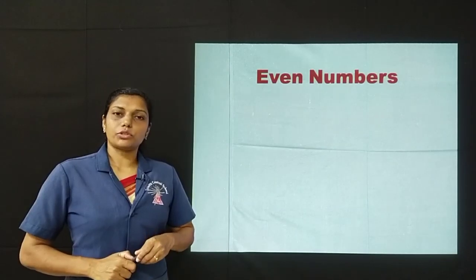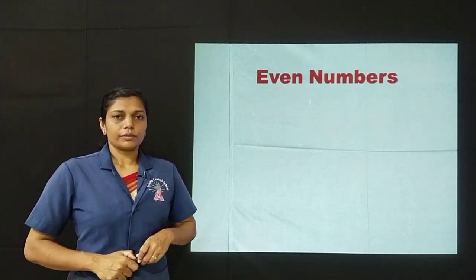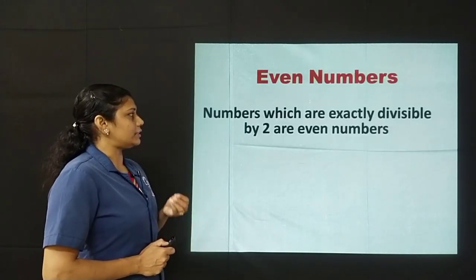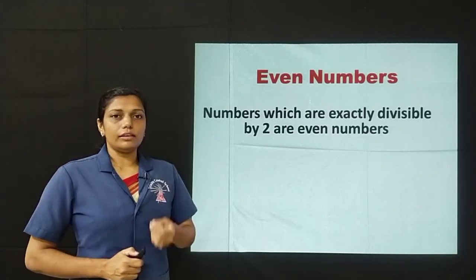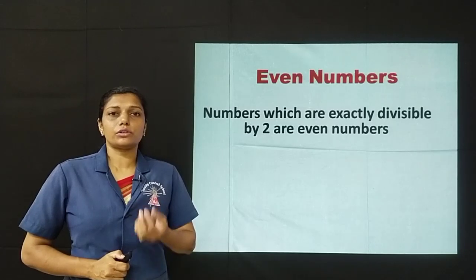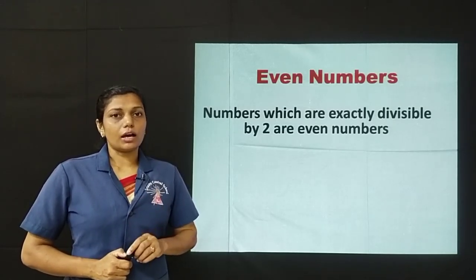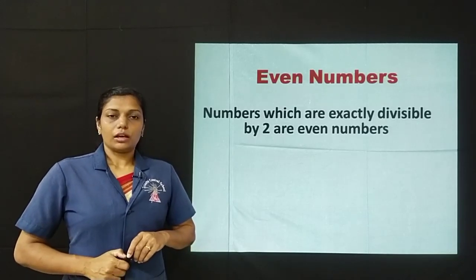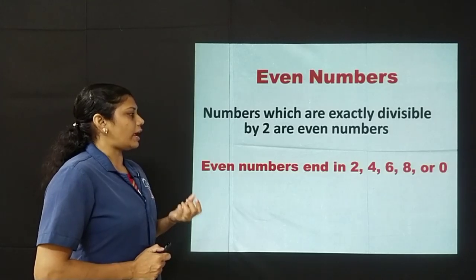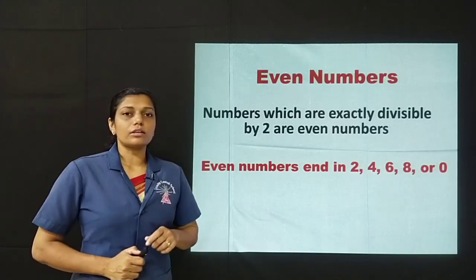Even numbers. I am sure you have learnt about even numbers in your lower grades. Let us recall. Numbers which are exactly divisible by 2 are even numbers. So, the numbers when you divide by 2, they leave 0 remainder. Such numbers are even numbers. Or to find out easily, even numbers end in 2, 4, 6, 8 or 0.